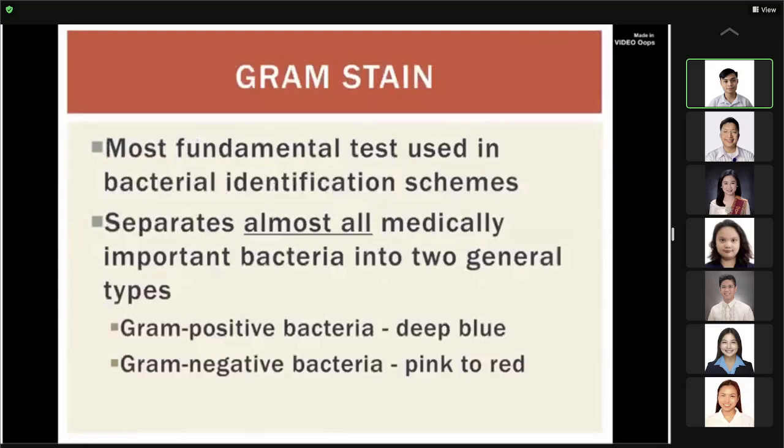For the gram stain, it's the most fundamental test used in bacterial identification. It can separate almost all, so hindi lahat, almost all medically important bacterial organisms into gram-positive and gram-negative. So gram-positive are those that are seen as smears with deep blue color, and gram-negative organisms are those with pink to red color.